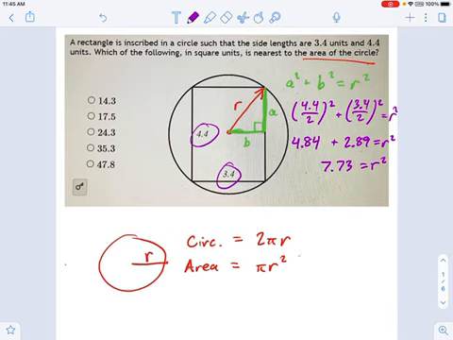Well, remember our formula. I don't actually need to figure out r because I know r squared. So plug it on in. That means the area of the circle equals pi r squared, which is pi times 7.73. And that is 24.3. Okay, that's our area.